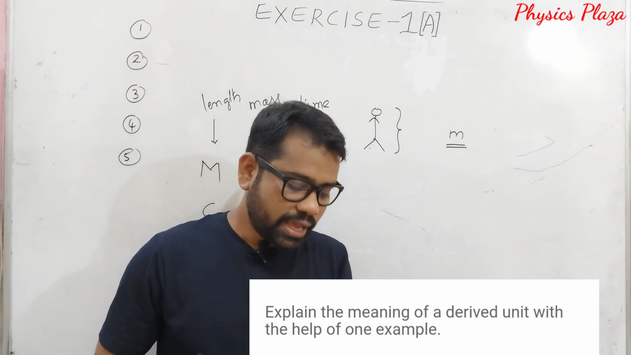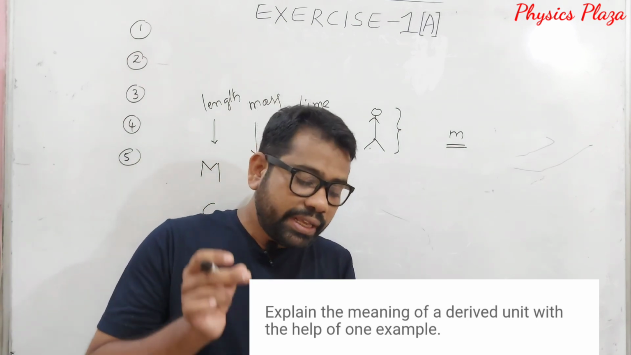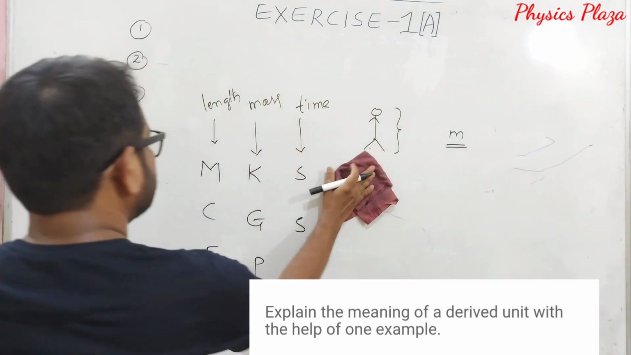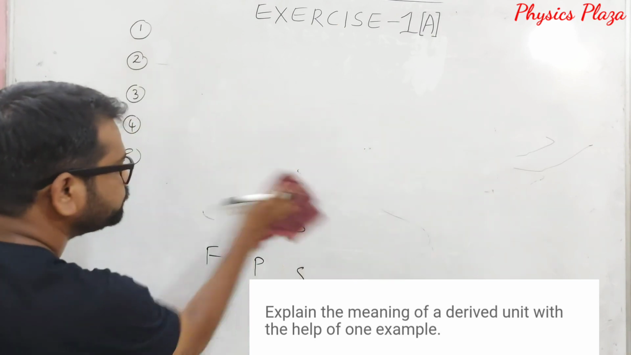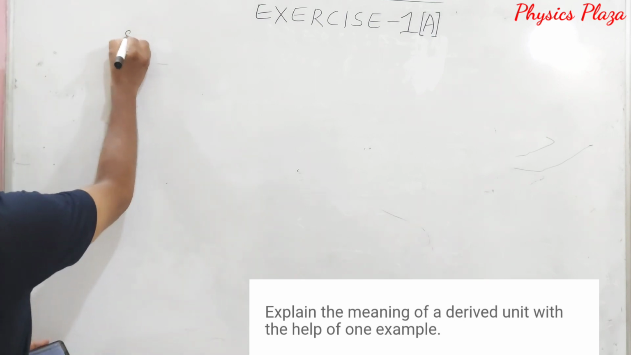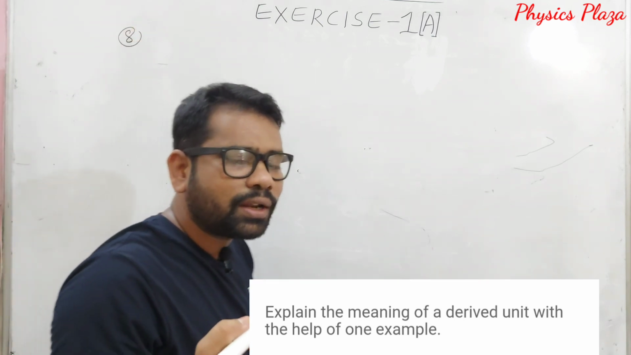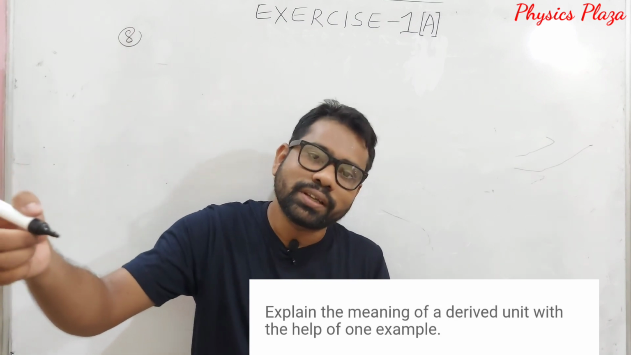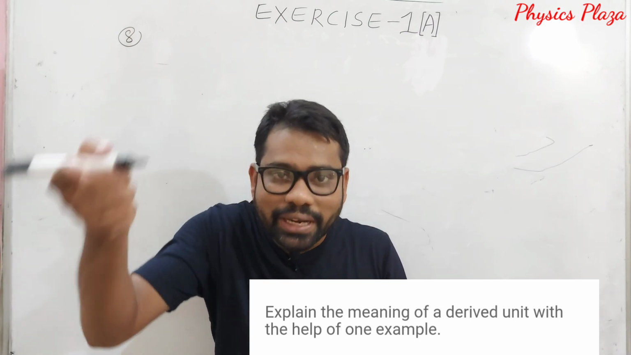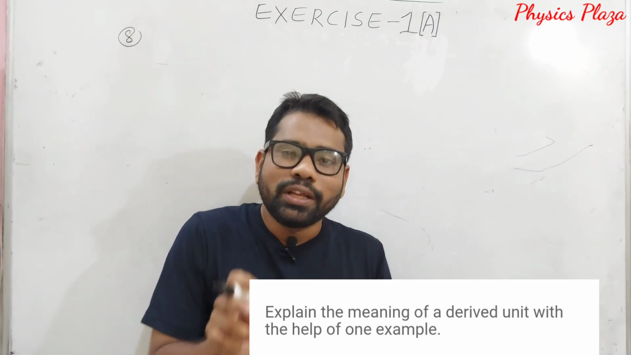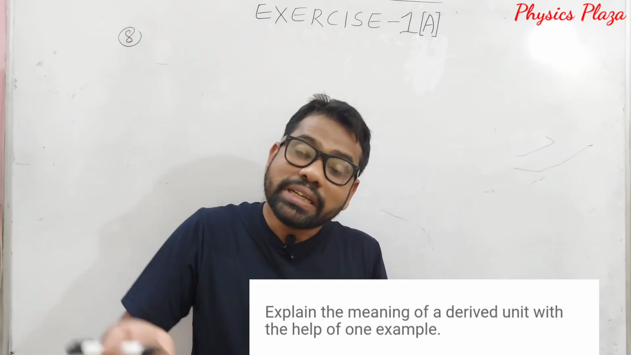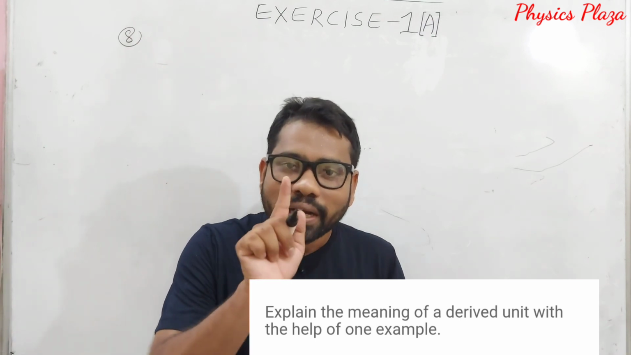Next, question number 8. Explain the meaning of derived unit with the help of one example. They are asking us to define the derived unit. Children, what is a fundamental unit? I told you, it is not depending on other units. Derived unit, the name itself will give you the concept. Derived means it can be derived from fundamental units. So the unit which is dependent on other units, or which is derived from other units, is called a derived unit.